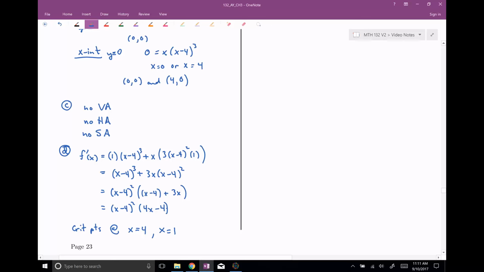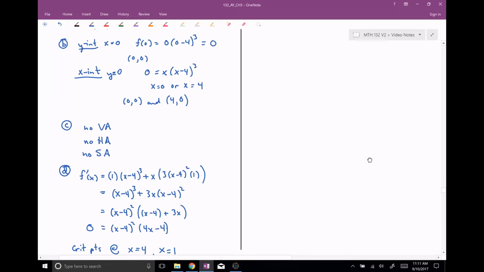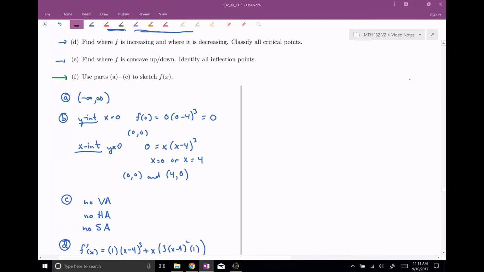So at x equals 1, there is another critical point. So again, what we're thinking about is when is this undefined or when is it equal to 0? So it's equal to 0 when either x equals 4 or x equals 1. So this gives us our critical points. And remember, critical points are good for breaking up the number line. So we go ahead and we have our number line here. And we break it up at 1 and at 4.